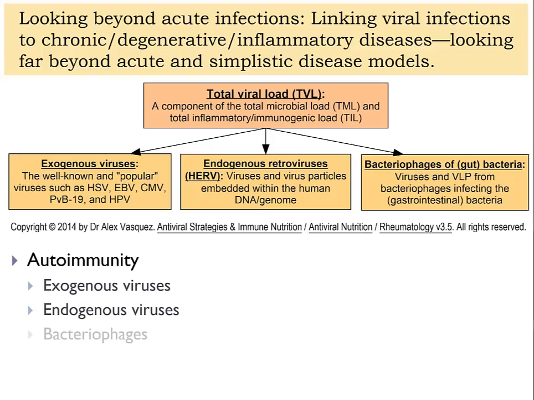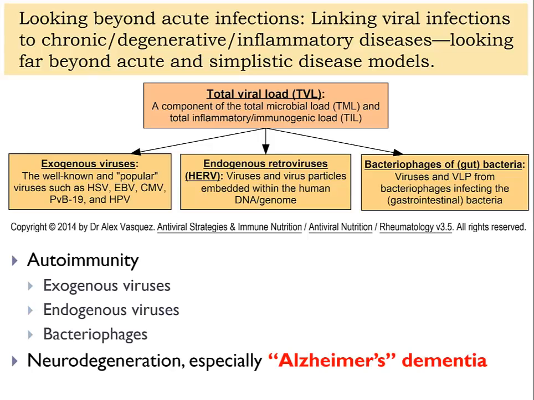So again, the focus of today, we're going to look at acute infections, but we're also going to look beyond those acute infections. What I like to do is look at the research linking these chronic viral infections with degenerative inflammatory diseases, looking far beyond the acute and simplistic models that we all learn in medical school, to understanding how the total viral load, which is comprised of exogenous viruses, endogenous viruses, and bacteriophages, can impact autoimmunity and neurodegeneration, other long-term chronic conditions, and especially Alzheimer's dementia.